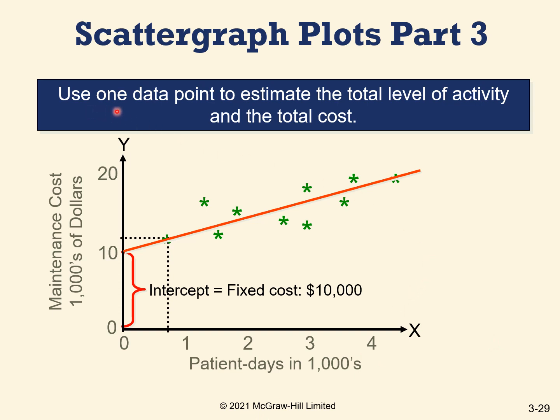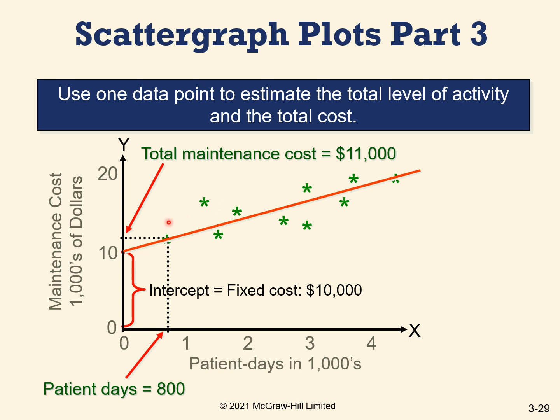So we can use one data point to estimate the total level of activity and the total cost. For example, if we look here, the total maintenance cost is going to be where the line intercepts. We can see at 800 patient days, which is right here on our plot, if we go up to the line and go over to where it connects, it is $11,000 of maintenance cost. So from that we found out our total maintenance cost is $11,000 for this point we picked.